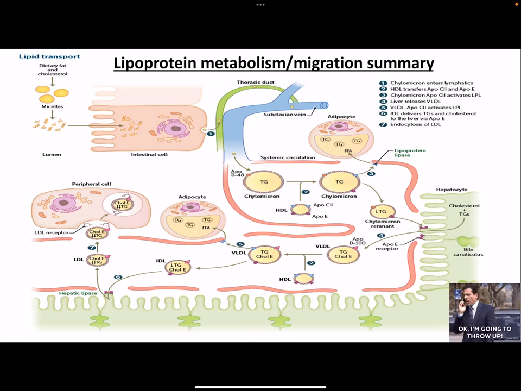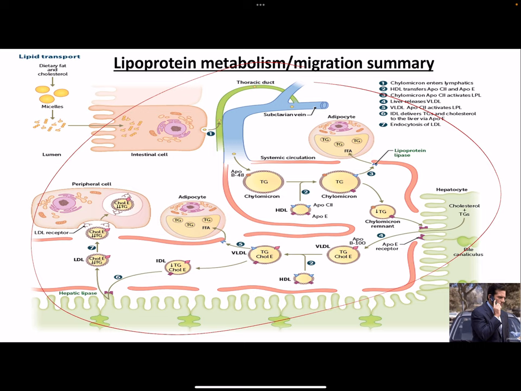Lipoproteins. There is a lot of stuff here. I think it's pretty interesting, and it's really not as bad as it seems. If you just try to memorize things, I think it makes it a lot harder. There should be a little bit of rhyme and reason. It just makes it go down a little bit smoother. So we'll try to break it down.